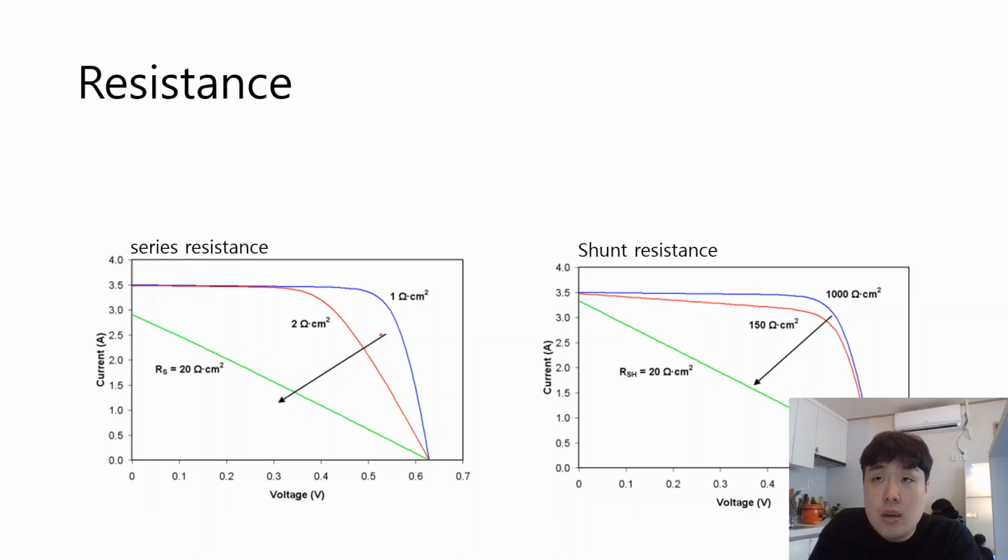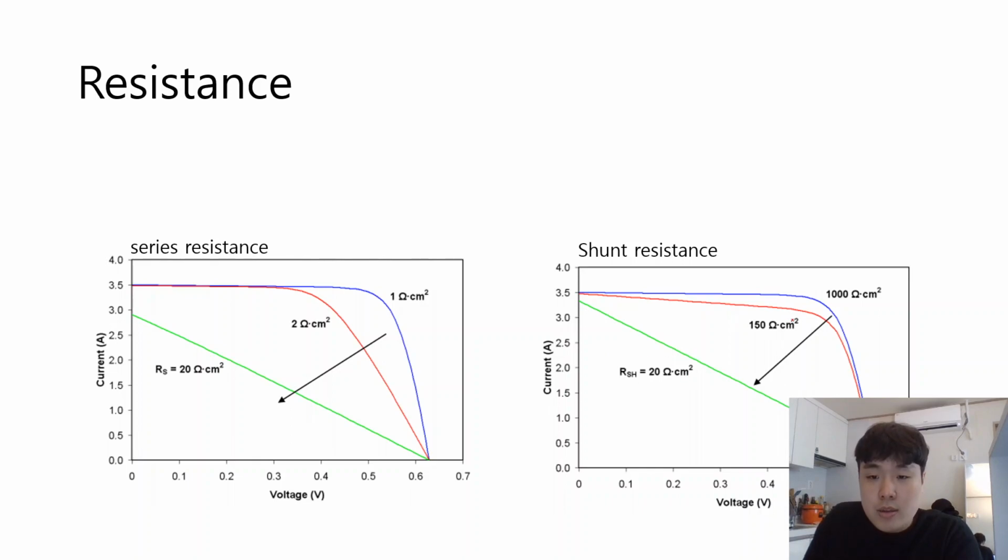The first is the vertical resistance of the whole device, the second is the contact resistance of the front and back metal line contact, and the last is the self resistance of the front and back metal contact. So these three factors decrease the solar cell efficiency like this. We can see that in the graph.